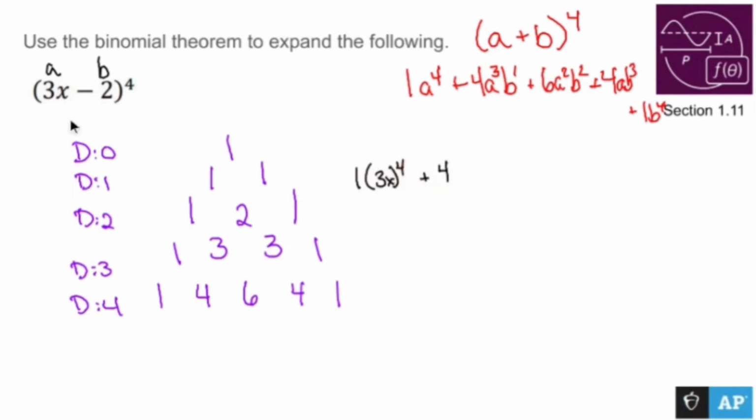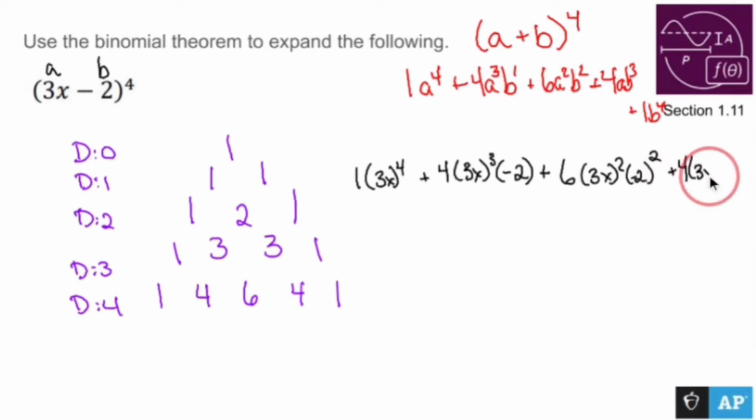plus 4 times 3x cubed times b, which is negative 2 to the invisible first, plus 6 times a squared, which is 3x squared, times negative 2 squared, because it's b squared, plus 4 times a, which is 3x to the invisible first, times b, which is negative 2 to the fourth. I just ran out of room. Plus 1 b to the fourth, which is negative 2 to the fourth.